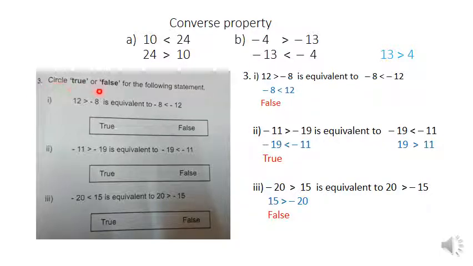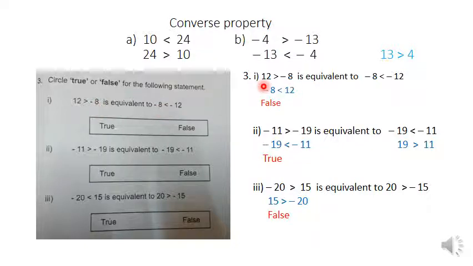Circle true or false for the following statement. Number 1, 12 is greater than negative 8 is equivalent to negative 8 is less than negative 12. So you are given two inequalities and then you decide whether these two are equivalent or not.